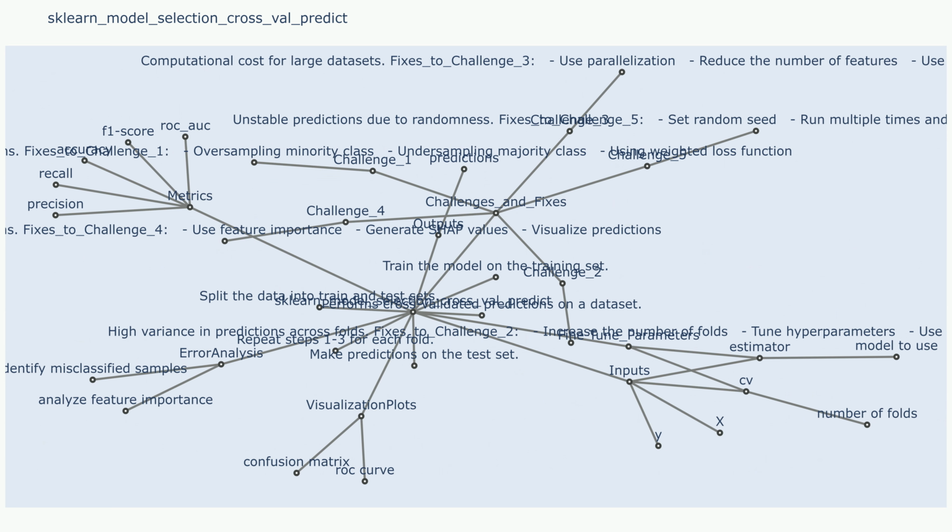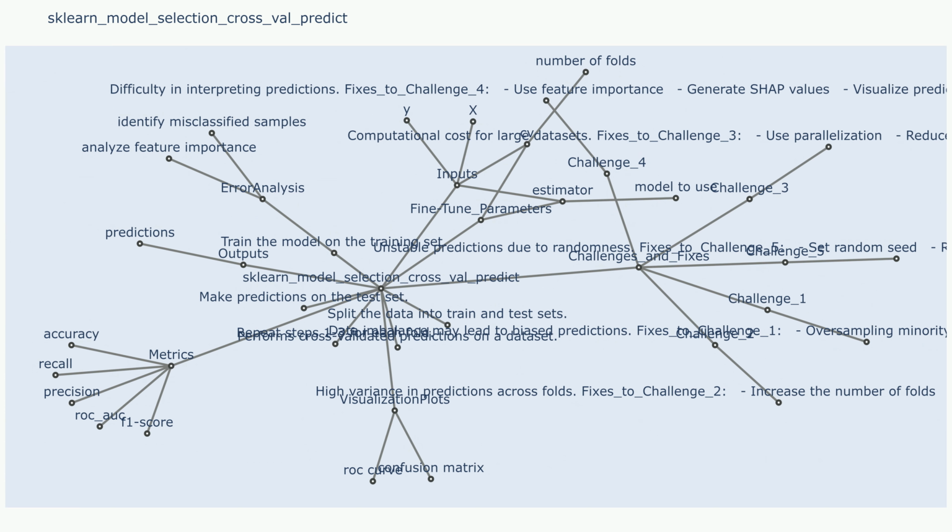Fixes to challenge 3: reduce the number of folds, e.g. use 3-fold or 2-fold. Consider using parallel processing, the n_jobs parameter, to speed up the cross-validation process. Explore efficient implementations of your model or cross-validation strategy to reduce computational cost. Experiment with using a smaller subset of your data for cross-validation, especially during the early stages of model development.